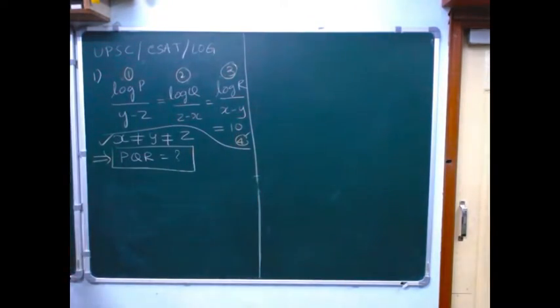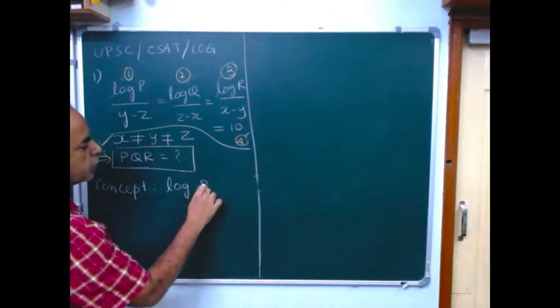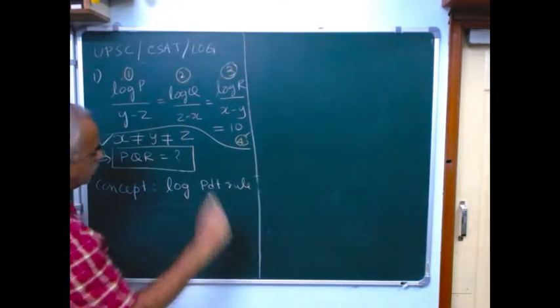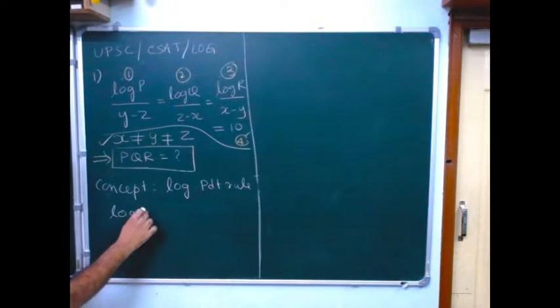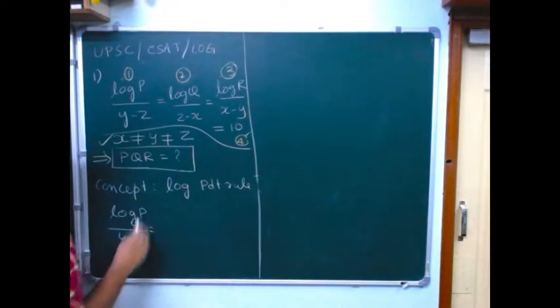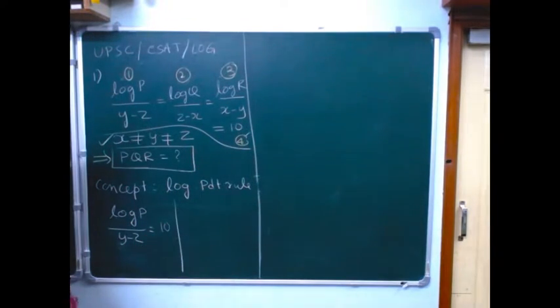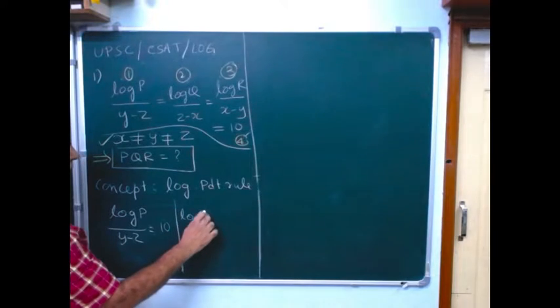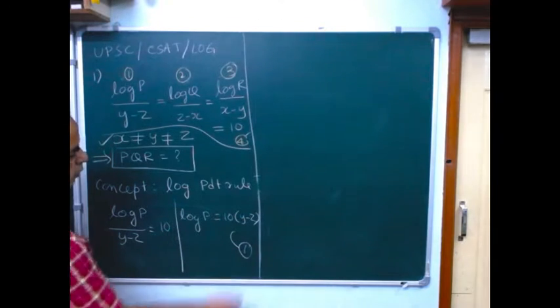Now, log P. Here we can apply the product rule. So the concept, take down the concept, is the logarithmic product rule. Now let us apply it. Let us take the first term, log P divided by y minus z, and compare with the fourth term, that is 10. This can be rewritten as log P is equal to 10 into y minus z. Let us put this as equation 1.